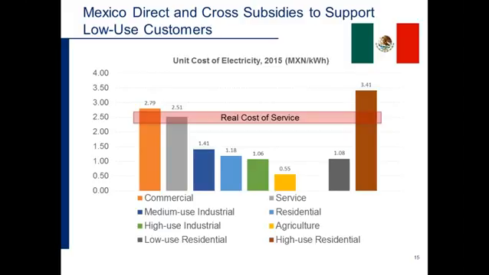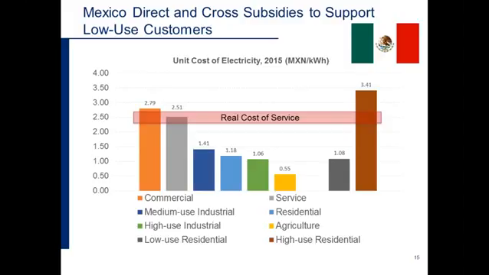To quickly go over the graph, we see commercial and service sector uses paying cost-reflective rates on the left, industrial, residential, and agricultural customers paying increasingly subsidized rates as we move to the right. And then on the far right, we also see a breakout of residential rates between the low-use residential customers and the high-use residential customers, with the high-use residential customers paying an above cost-of-service rate, which supplements the National Treasury's subsidies in providing that additional cross-subsidy.